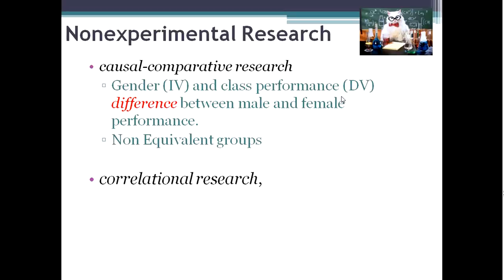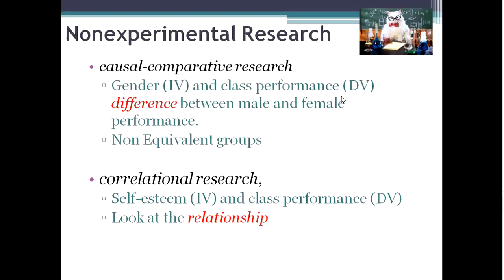They already exist. So gender and class performance. We might be comparing males and females. We obviously can't randomly assign people to be male and female. And so we talk about these as being non-equivalent groups. Because we can't randomly assign people to these groups, we can't be sure that they're equivalent at time one. And this makes it much more difficult for us to determine causality.